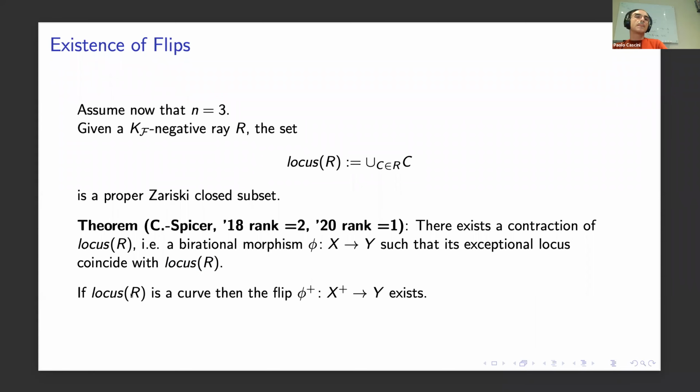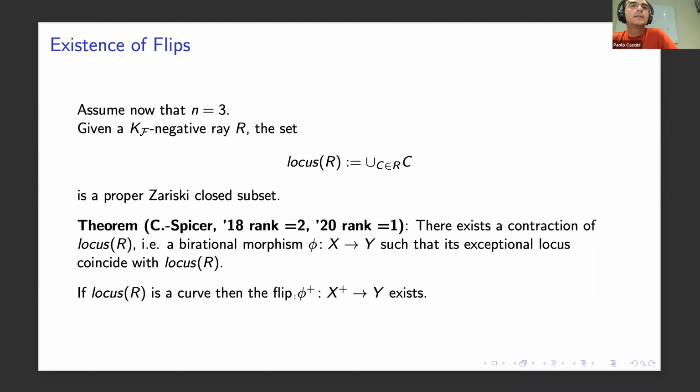So in other words, we can find another threefold X plus, which also admits a morphism to Y, where Y is the target of the contraction, in such a way that now the curve becomes positive on this. I'm not going to say too much, it's the usual flip. It's a surgery: if the locus of R is a curve, this is an isomorphism in codimension 1. So we really remove a curve and add it again in such a way that K_F has positive degree on this curve.